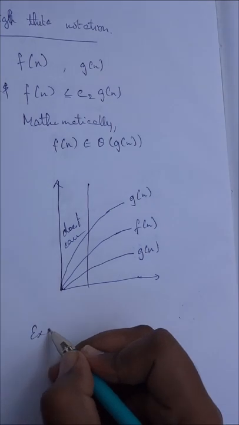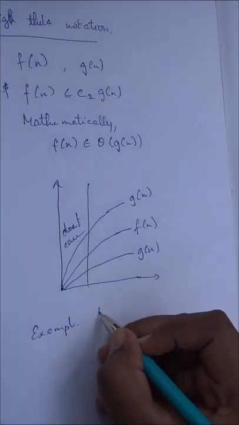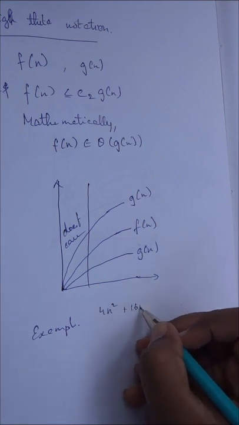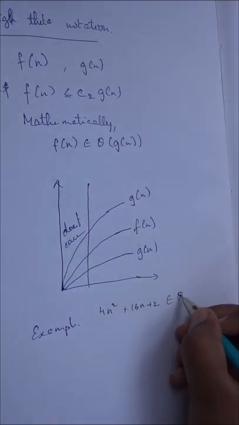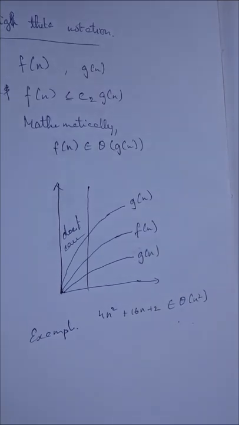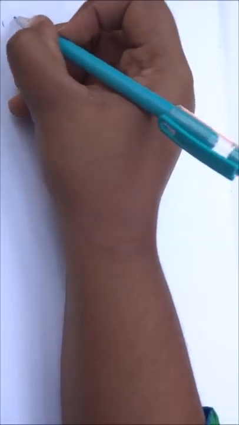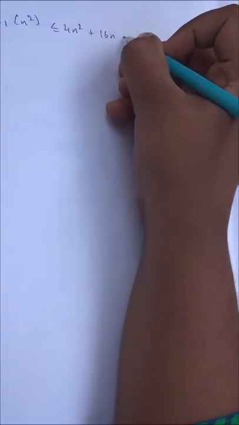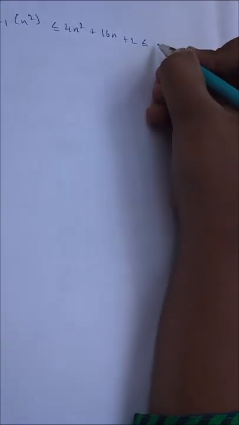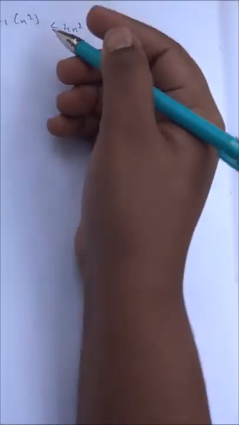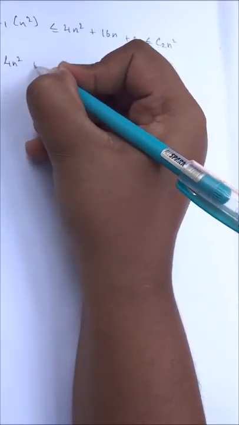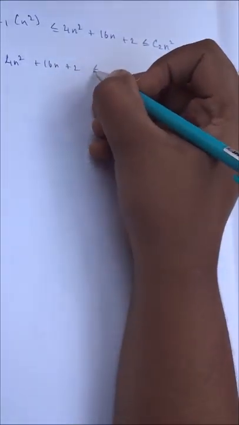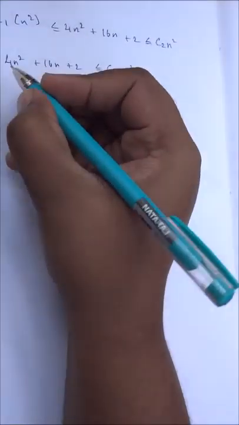Let us see an example. Consider the equation 4n square plus 16n plus 2 belongs to big theta of n square. Mathematically, when we represent it, we get c1 into n square less than or equal to 4n square plus 16n plus 2 less than or equal to c2 of n square. Now let us consider this region. So we'll get 4n square plus 16n plus 2 less than or equal to c2 of n square.